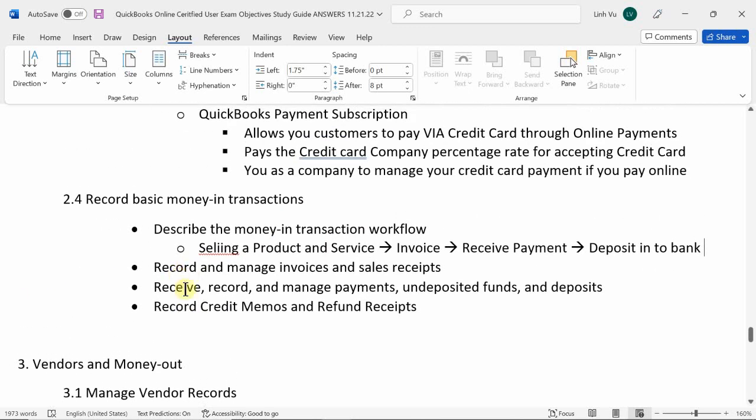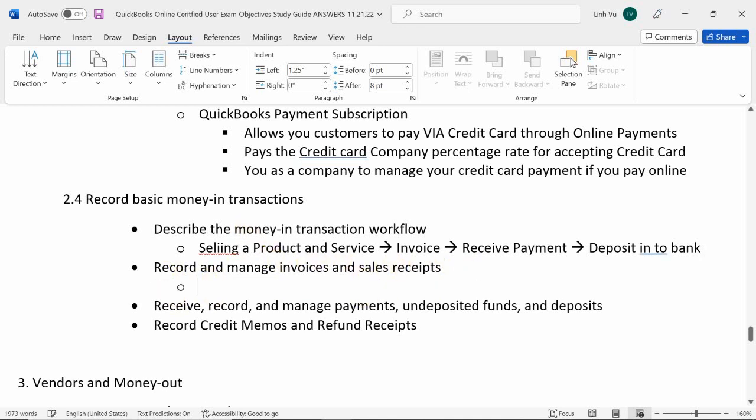Next section is record and manage invoices and sales receipts. What's the difference between an invoice and a sales receipt?